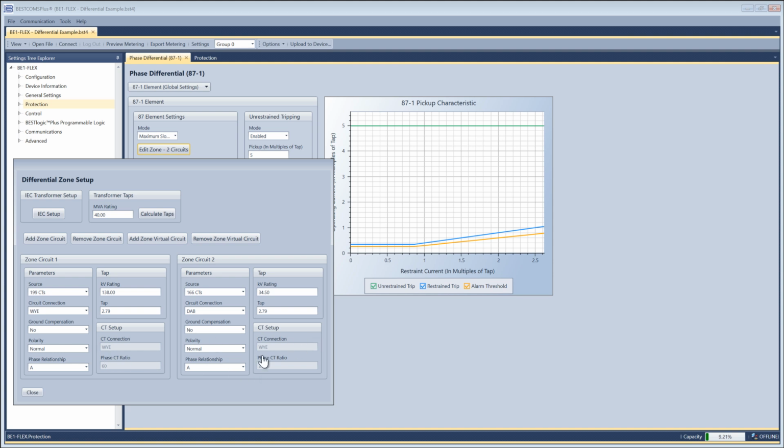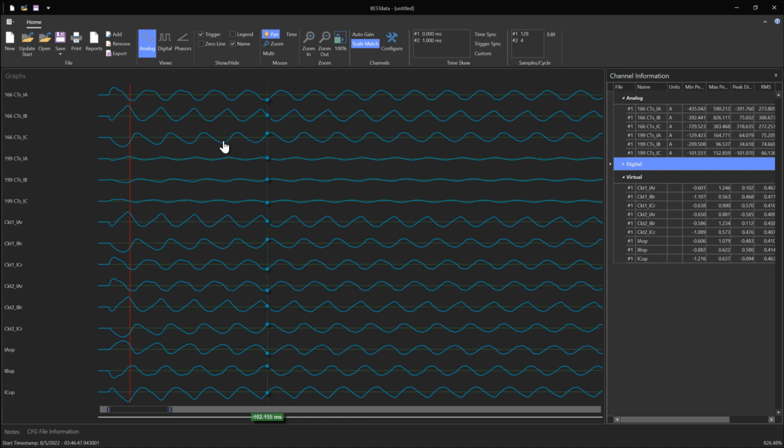So all of this compensation is stuff that the relay is doing internally, and because the relay, the BE1-FLEX, is recording the raw values of what's actually measured, we can do that same math in BESTdata to reverse engineer and pull out all those different little pieces. I've already set them all up here, but we're going to go through the math to show you what we're doing at each particular step. Circuit 1, by the way, is going to be 166, circuit 2 is going to be 199, and the R is going to be the restraint current. So these are the compensated values.